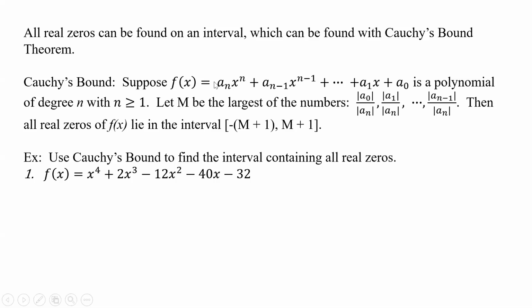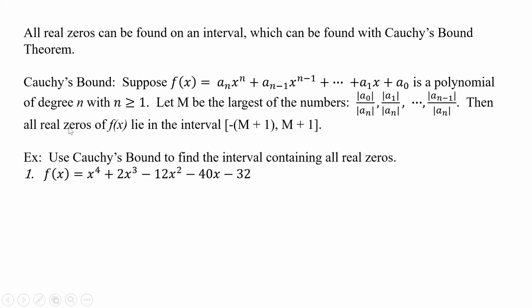And so basically we're going to have some polynomial function, and it's going to be of degree n, where n has to be greater than or equal to 1, so it has to at least have one term of x. And then we're going to let m be the largest of the numbers. What we're going to do is take each of the coefficients and divide by our leading term. So we're going to take the absolute values of them so we don't have to worry about signs. And so we'll take a0 divided by an, a1 divided by an, a2 over an, all the way up to an minus 1 over an. And we'll see which one of those divisions is the largest, and that's going to give us what m is.